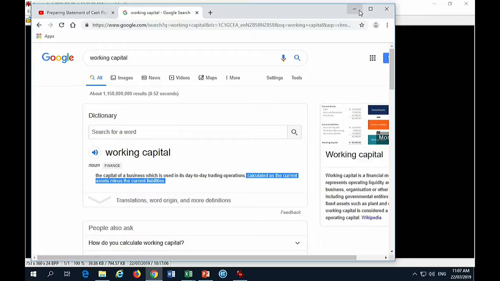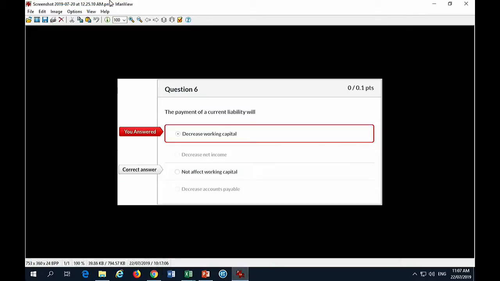When you use cash to settle a liability, a payment of a current liability, let's just say you pay $2,000 to settle the salaries payable.